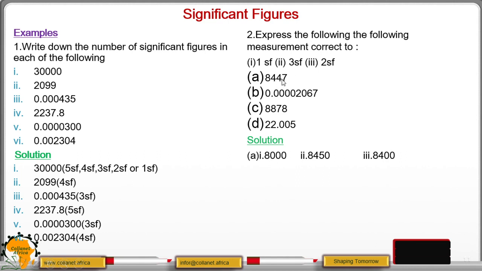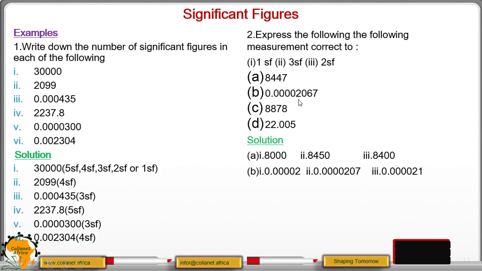Correct to 3 significant figures, you count 1, 2, and 3. If you look at the fourth digit, you'll find that it is more than 5. Then it means that you add 1 to the previous digit, and it becomes 8,450. Then for correct to 2 significant figures, you just count 1, 2. The third digit is less than 5, so you just replace by zeros. Therefore, it becomes 8,400.